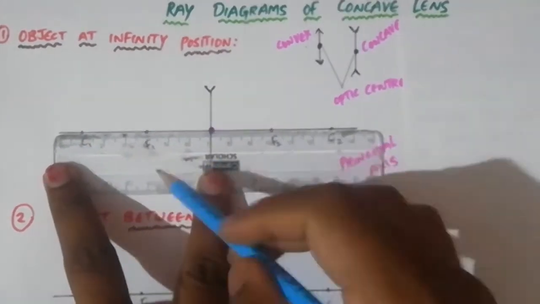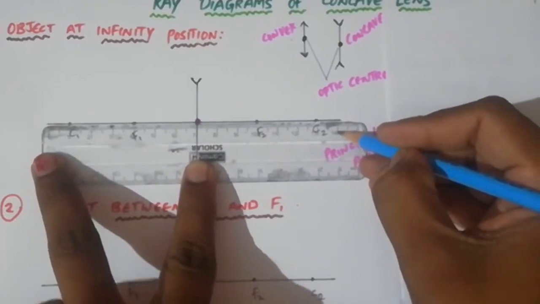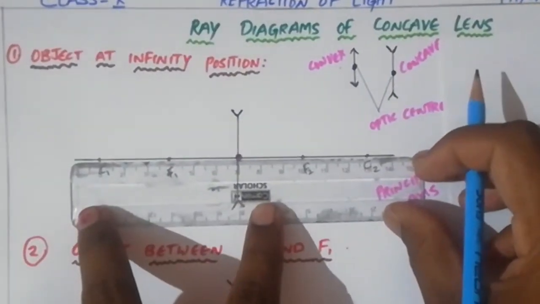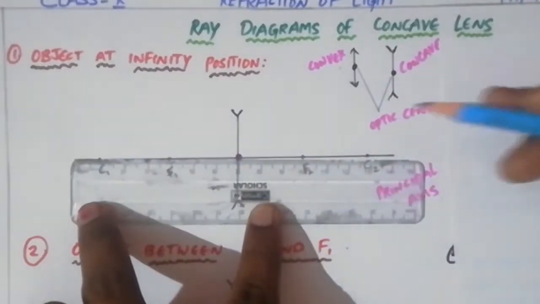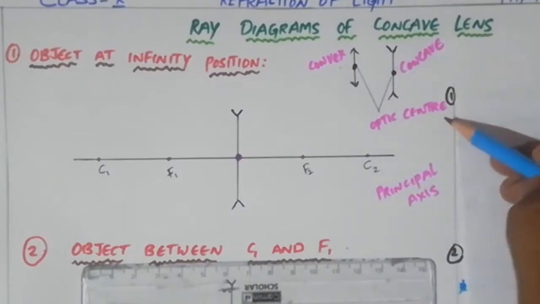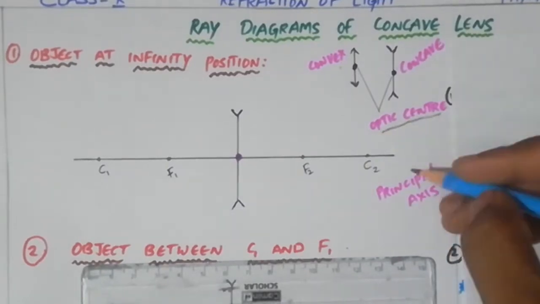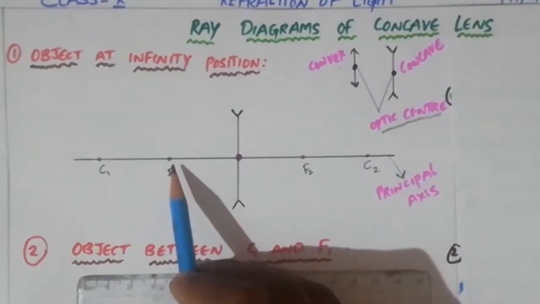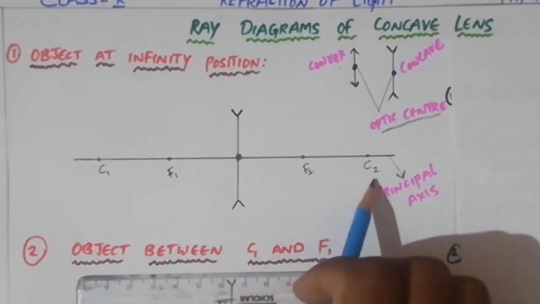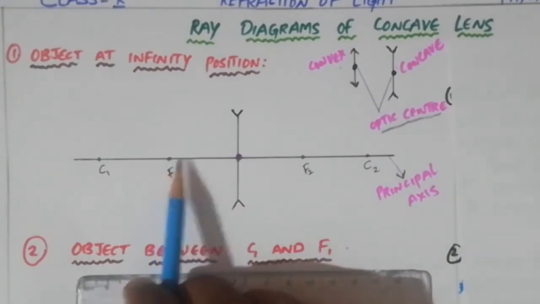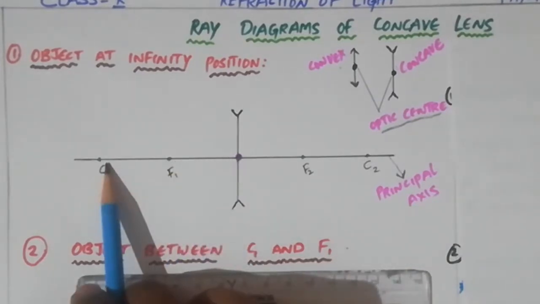I have taken a total measurement of 14 centimeters. Exactly in the middle, that means at 7, I have drawn the concave lens, and this center is called the optic center. This axis is called the principal axis. We know this terminology already. This side is F1 and C1, and on the opposite side F2 and C2. We know that the distance from the optic center to C is double the distance from the optic center to F.